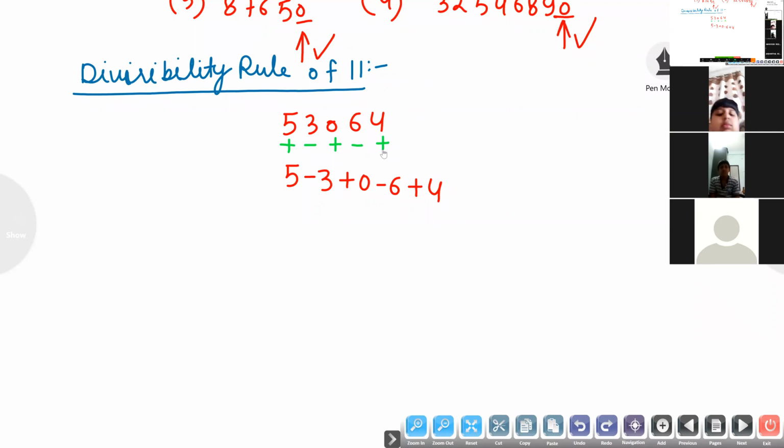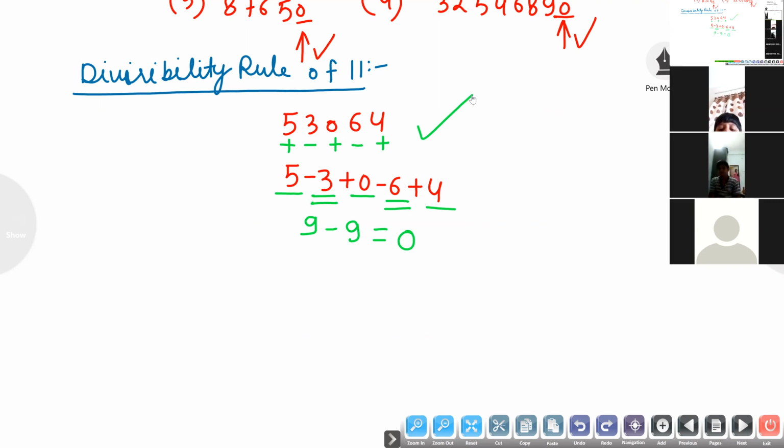Now I want to check where the plus signs are. Plus sign is 1, plus sign is 2, plus sign is 3. 5 plus 0, 5. 5 plus 4, 9. Next, minus 3, minus 6. You have taken 3 rupees borrow. Again, you have taken 6 rupees borrow. Total how many borrow? 9 rupees borrow. Borrow means minus. 9 minus 9. It has come 0. Yes, this number is also divisible by 11. Are you getting my point, students?